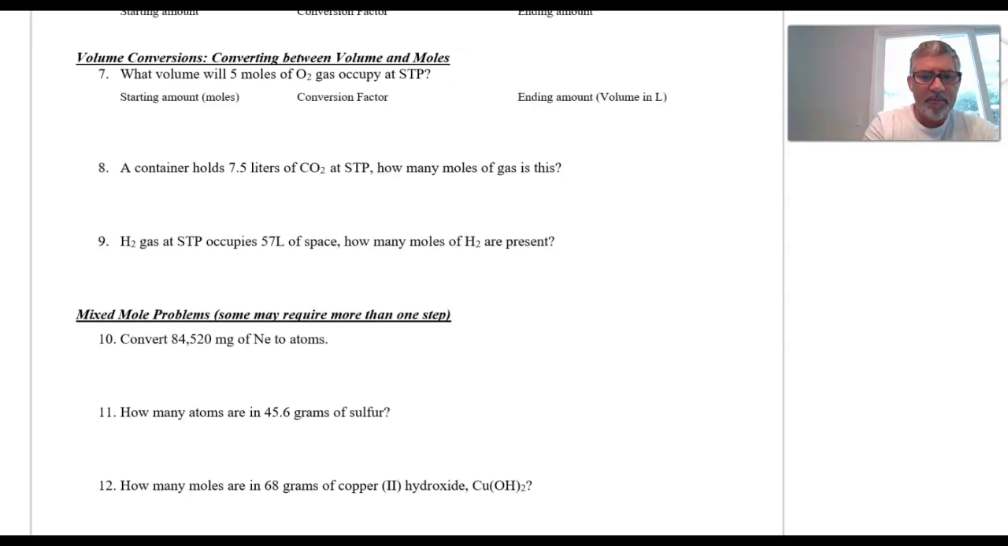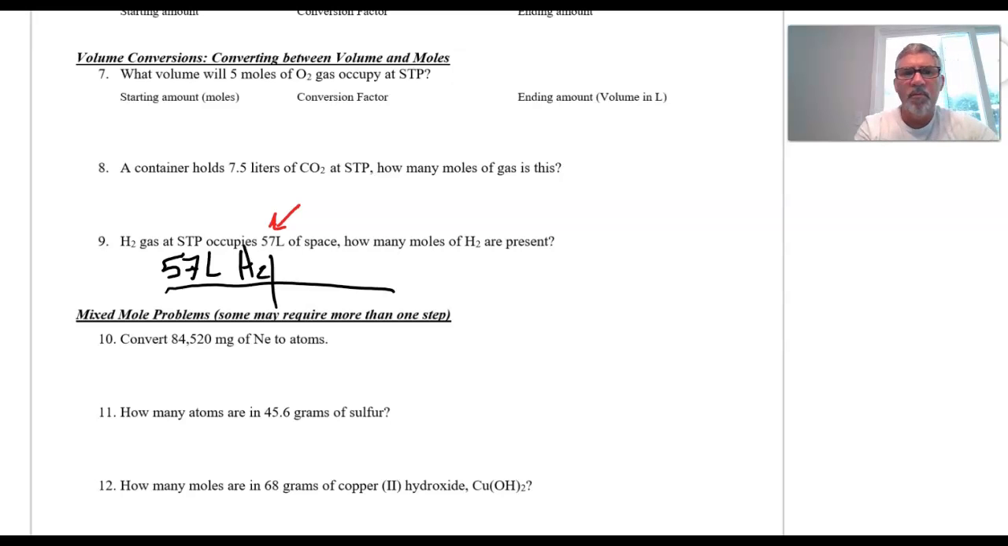I'll do this one down here. So it starts to transition where it doesn't remind you. Okay, so when we look at this, remember, in this box goes the given. The given is usually something that has a numerical value. So I'm going to start out with my 57 liters of H2. Right, and it says how many moles. So this is my start, and this is my finish, right?